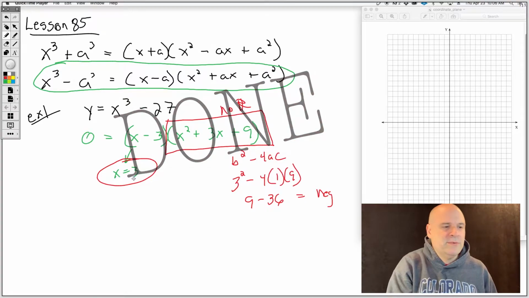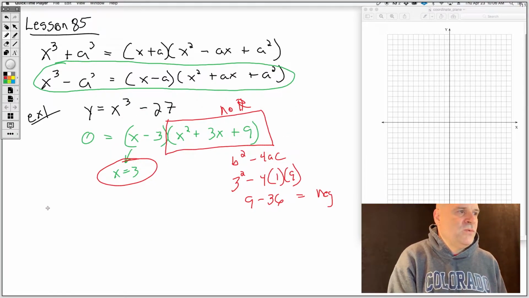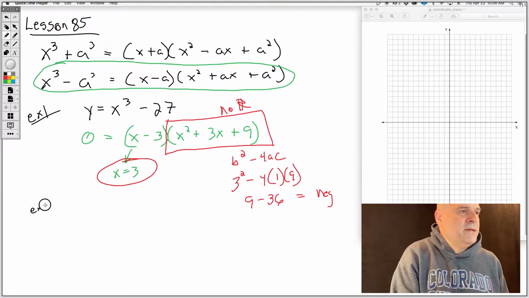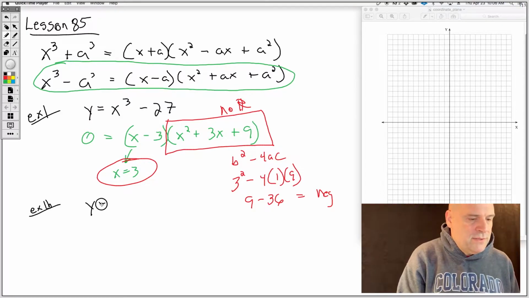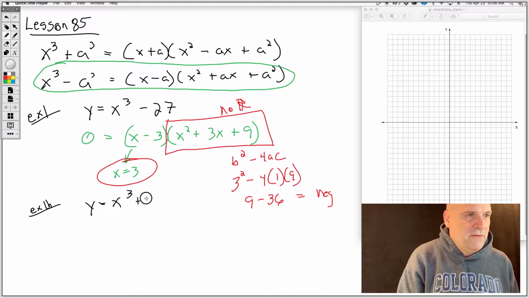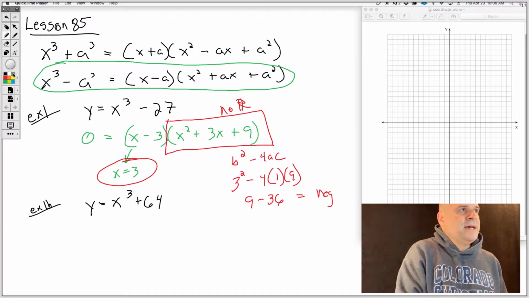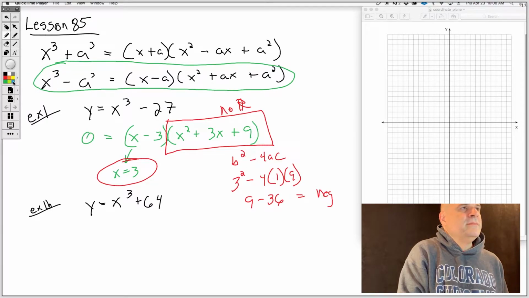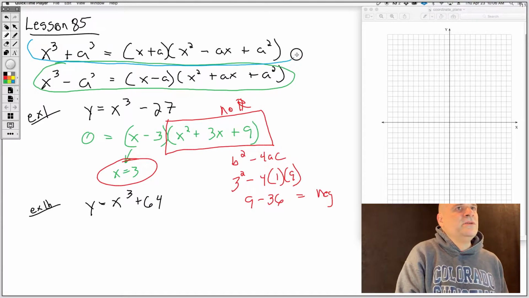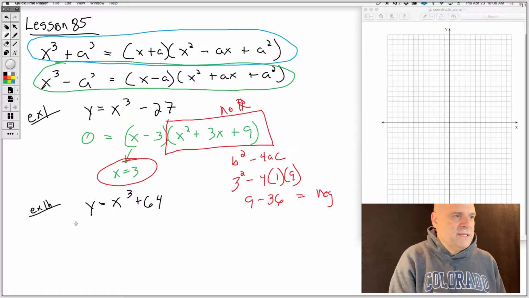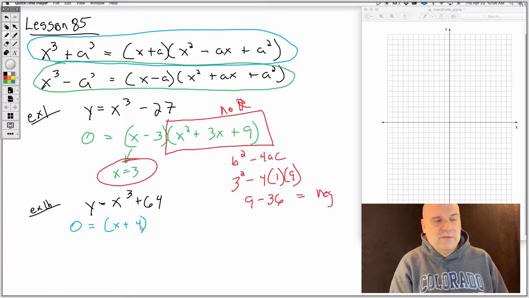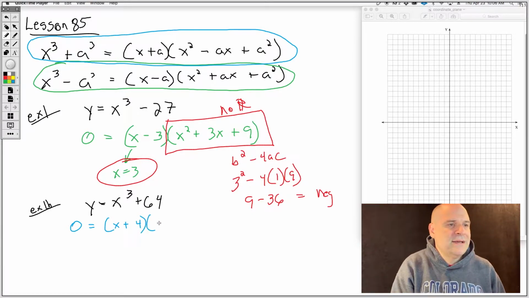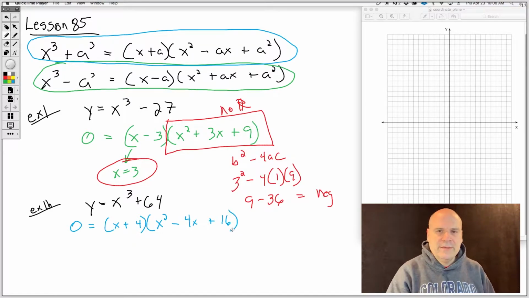That's it. Let's try another one. So that was 1, let's do 1b. Here's example 1b. y equals x cubed plus 64. This time, this is a sum of 2 cubes, so we're gonna follow this pattern. We set that to 0 and factor this: x plus 4, because the cube root of 64 is 4, times x squared minus the product 4x plus 4 squared, which is 16. Okay, so far so good?